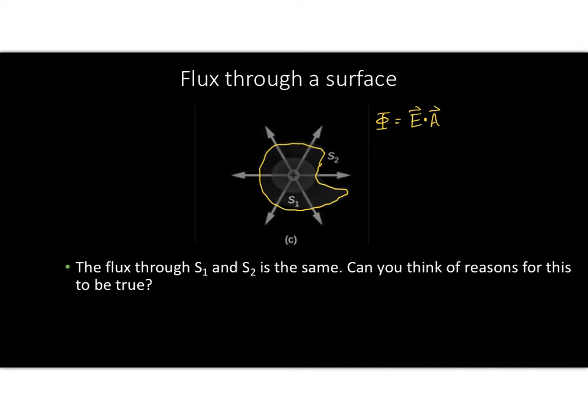But for surface 1, the electric field is stronger and the area is smaller. For surface 2, the electric field is weaker because you're further away from the charge, but the area is larger. So as the electric field and the area change, they change in an inverse manner that allows for the flux to be the same. It seems what you could start to surmise here is that the area doesn't matter.